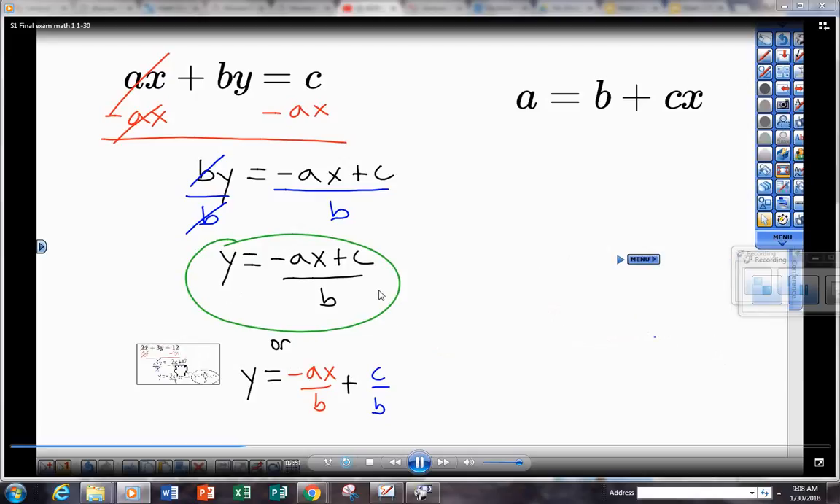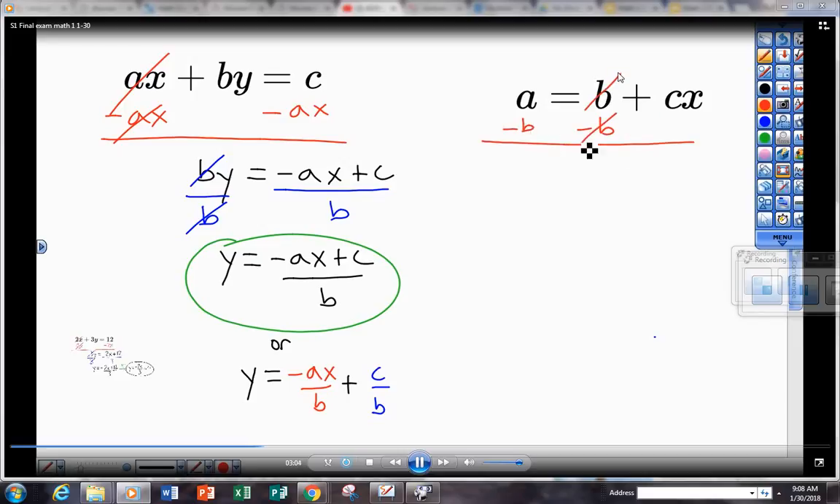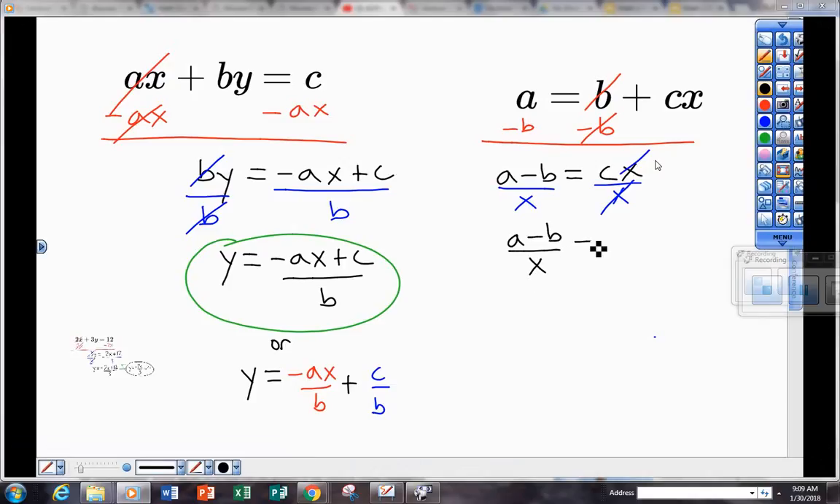All right, next problem. I'm solving this for the letter C, trying to get this C by itself. So I need to eliminate this B term and then divide. So first step, subtract B on both sides. Those cancel away. A minus B can't be subtracted, so I just write it next to each other. I bring down the whole CX term. The opposite of timesing by X here is dividing both sides by X. And then I get C by itself, which gives me A minus B over X equals C.